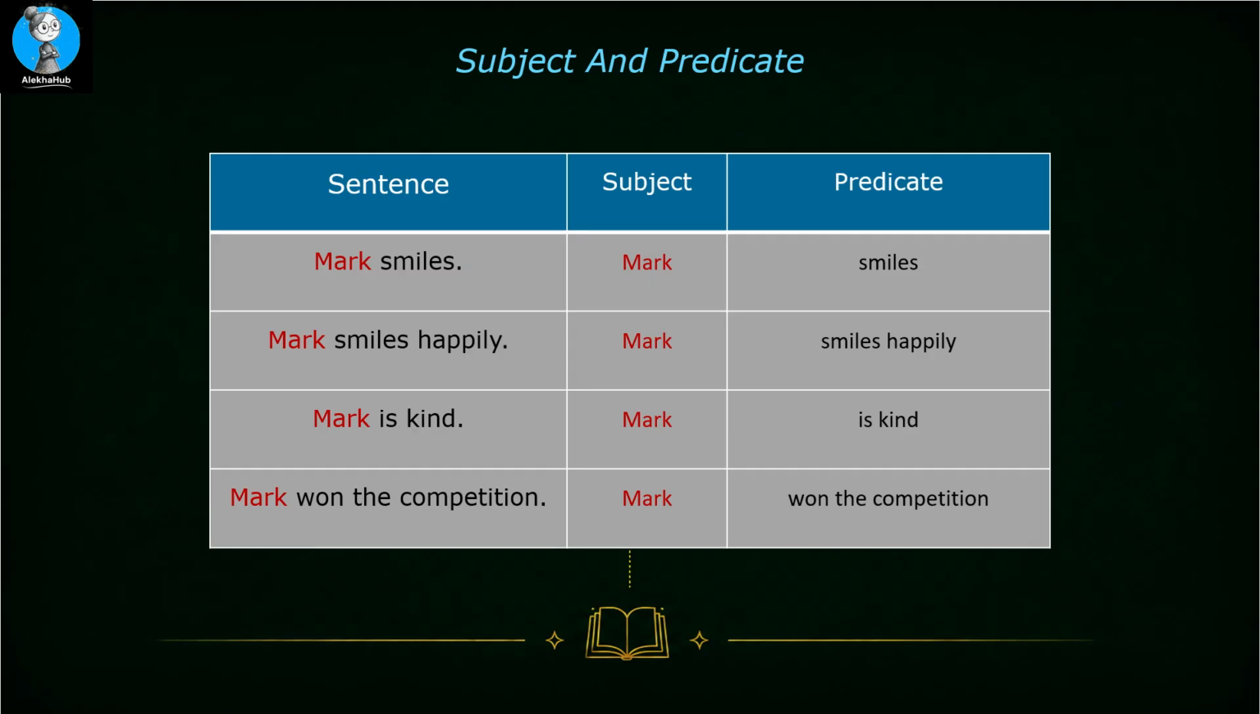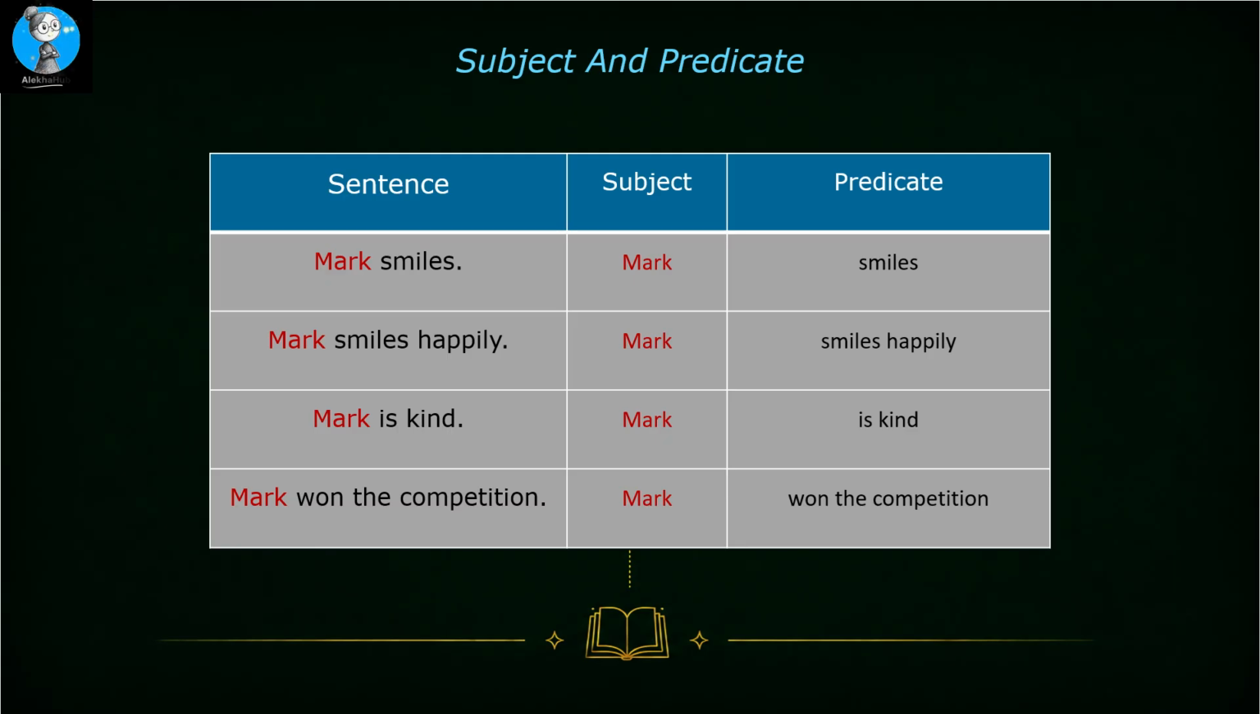Mark smiles. Mark is the subject, and smiles is the predicate. Mark smiles happily. Mark is the subject, and smiles happily is the predicate. Now look at this. Mark is kind. Here Mark is the subject, and is kind is the predicate. It tells us something about Mark.